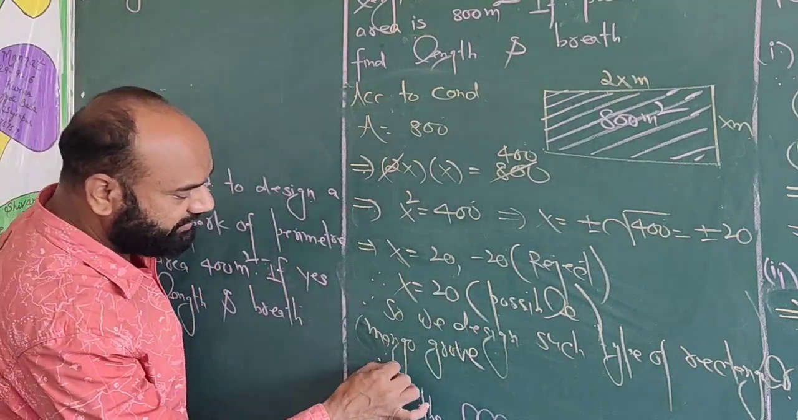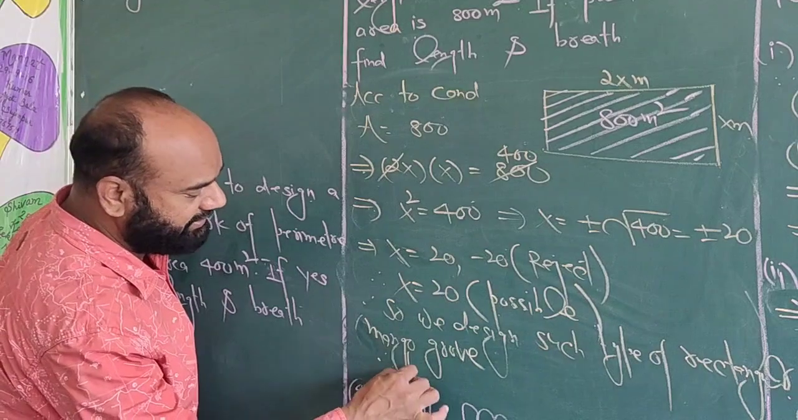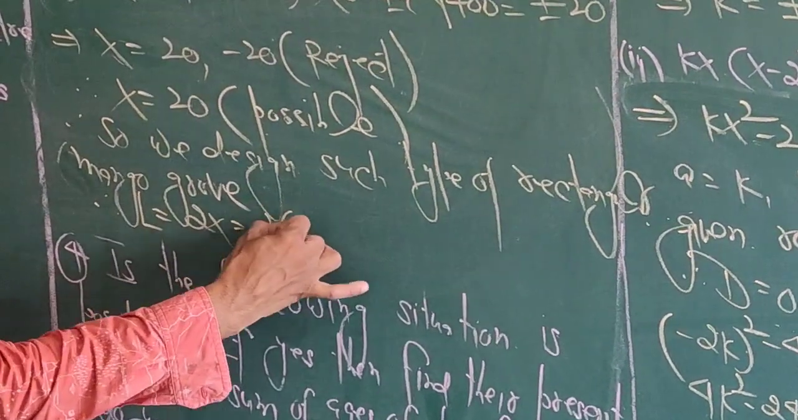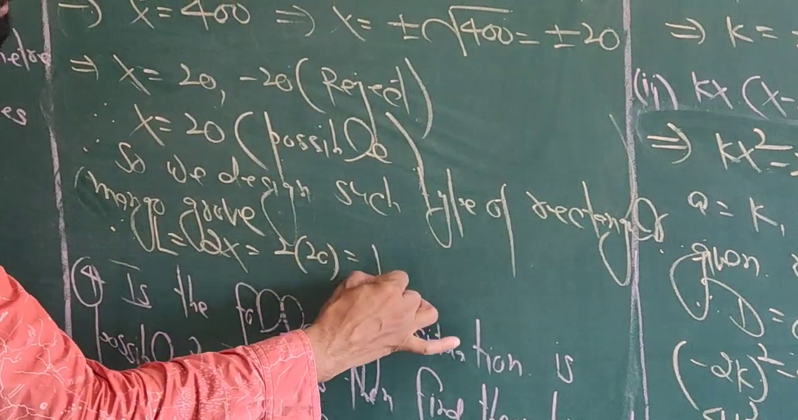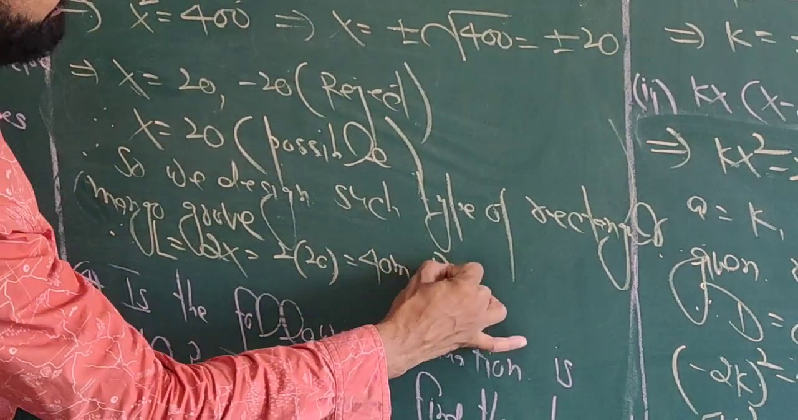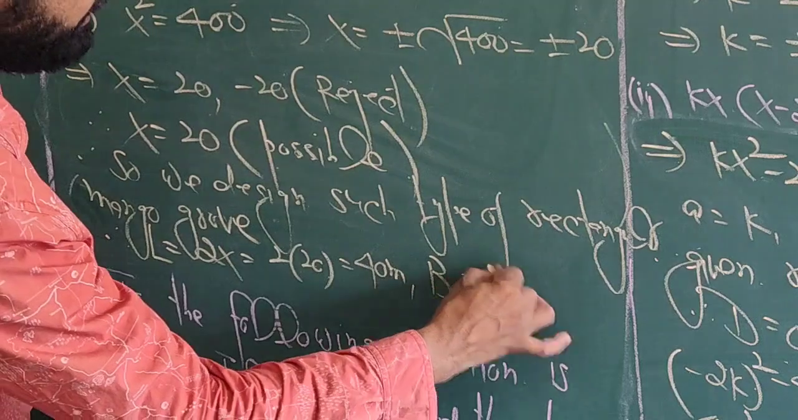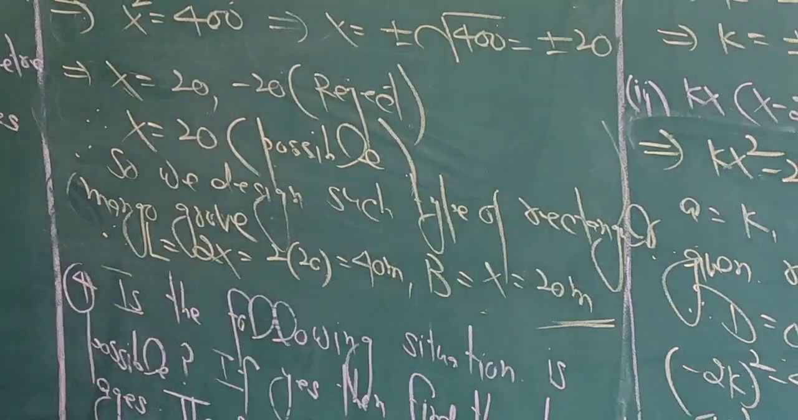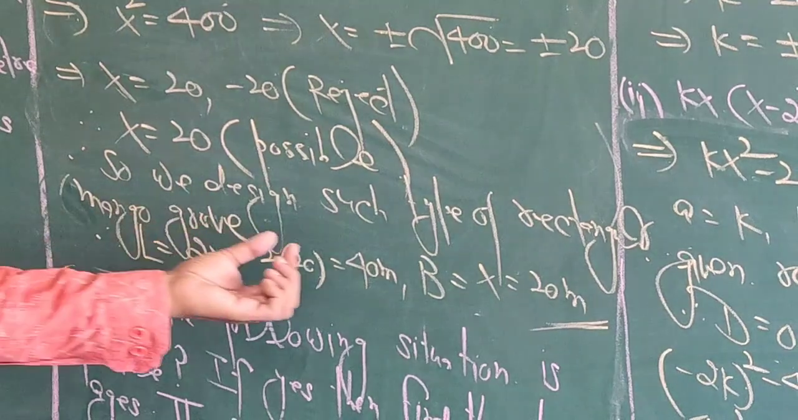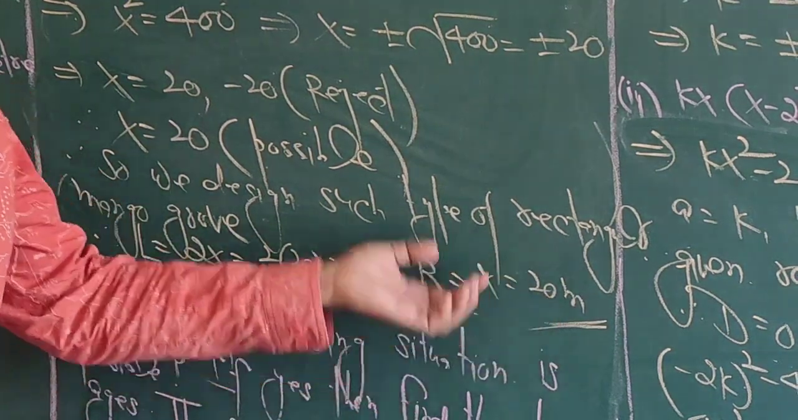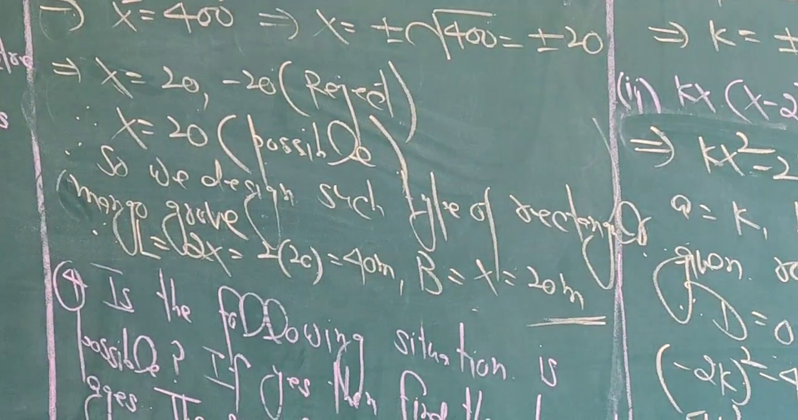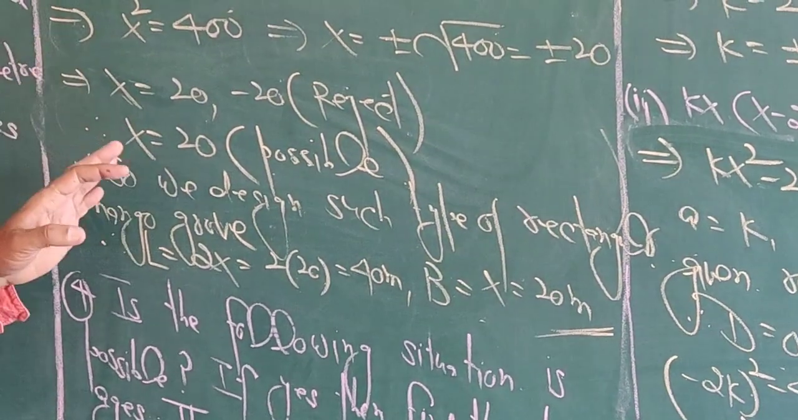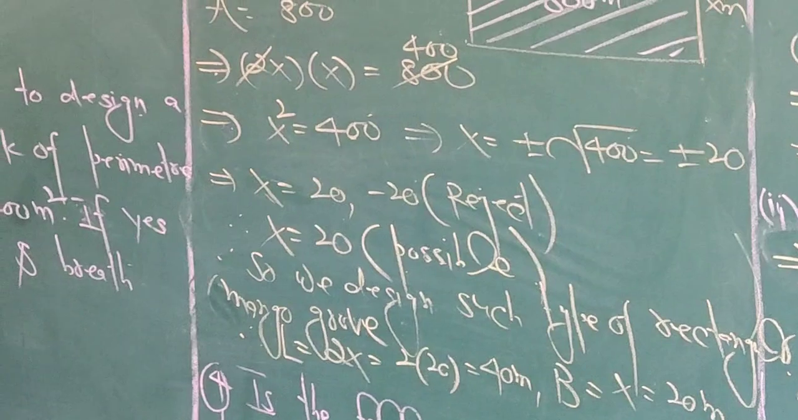So the length of the rectangular mango grove is equal to 2x, which is 2 times 20, equal to 40 meter, and the width of the rectangular grove is x meter, which is equal to 20 meter. And now we check its area by multiplying 40 into 20, we get 800 meter square. So we can say that we can design this type of mango grove.